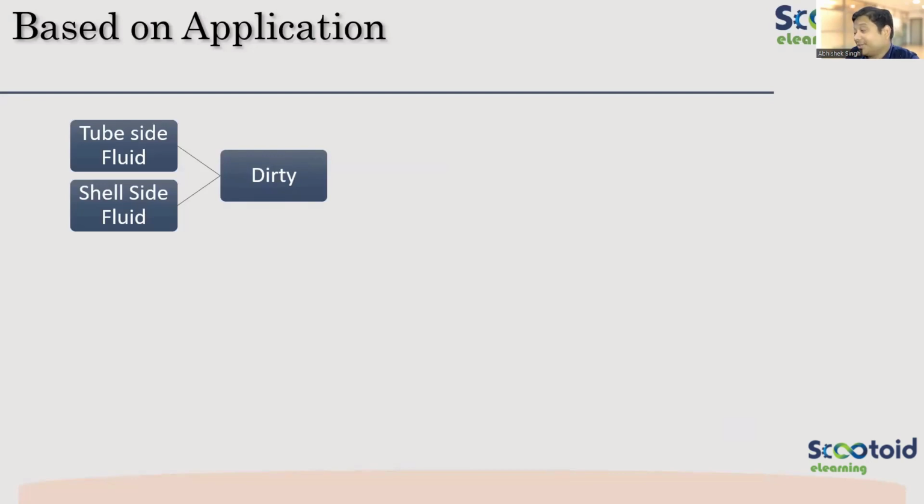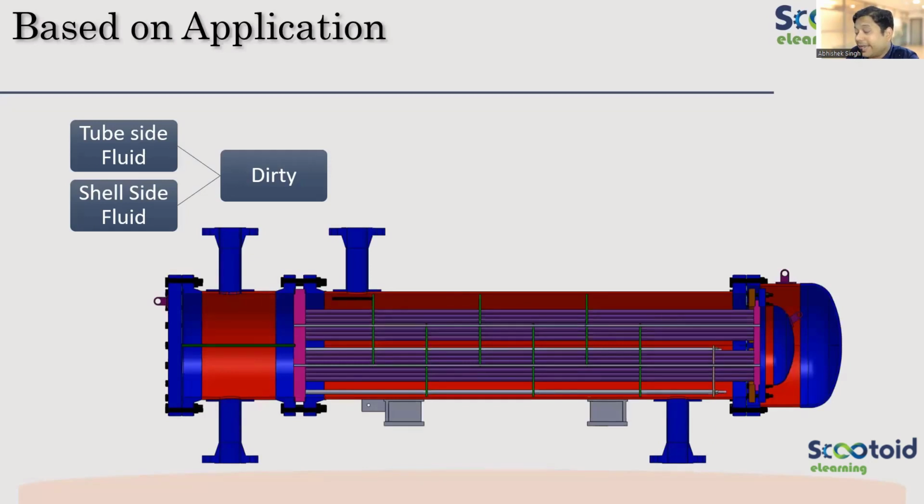And the shell side is also very dirty. So can I use a fixed tube sheet type? Definitely no, because on the shell side we cannot have a dirty fluid. U-tube type, yes, to some extent, because in a U-tube I can have dirty fluid in the shell and also in the tubes. The best solution for that is a floating type.